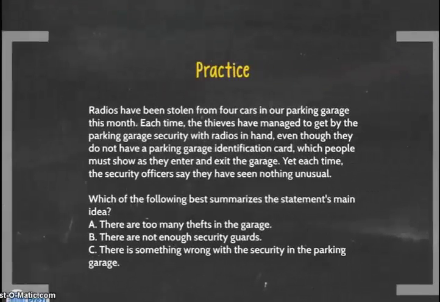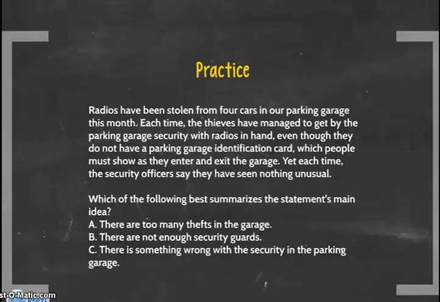So reading through the practice paragraph: radios have been stolen from 4 cars in our parking garage this month. Each time the thieves have managed to get by the parking garage security with radios in hand, even though they do not have a parking garage identification card, which people must show as they enter and exit the garage. Yet each time the security officers say they have seen nothing unusual. So which of the 3 options would be the best summarizing statement of the main idea, meaning what is implied? There is no single statement that is the main idea. You have to make it up with your own information and inferences using supporting details.